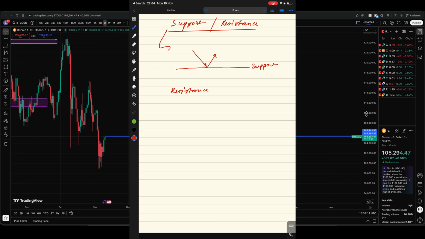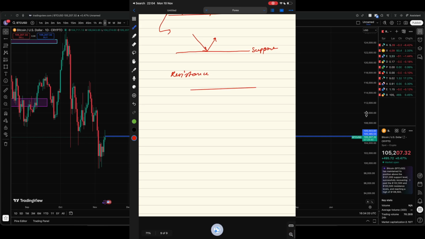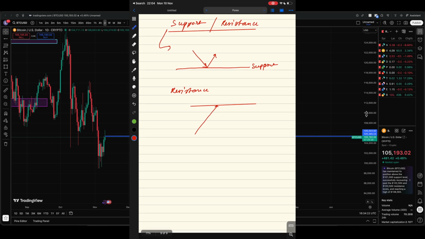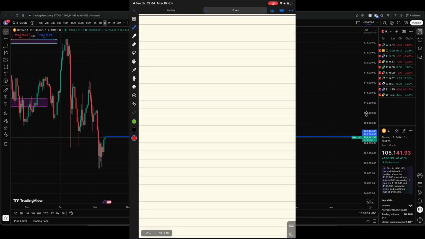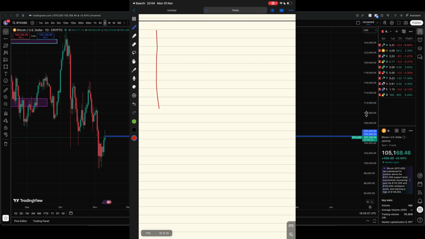That's what support is. And resistance, in the simplest language I can explain, is that there is a line which is not letting the price move in the upward direction. So the price is moving in this direction, then after it hits this resistance line, the price is going to move in the downward direction.